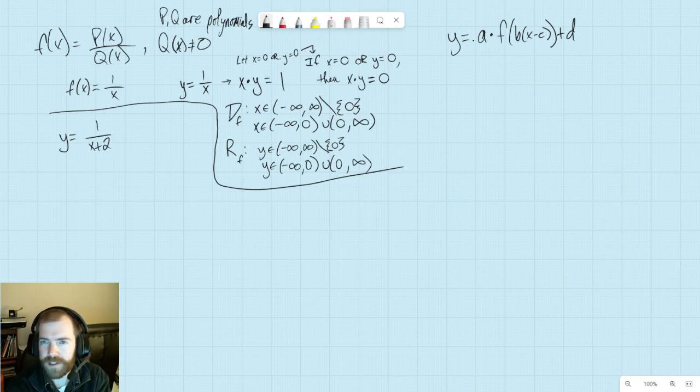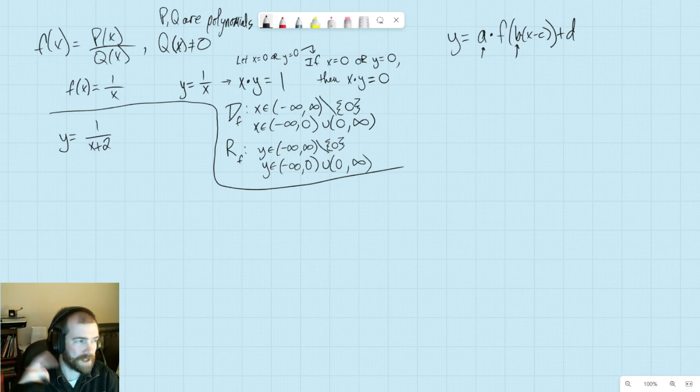Anyway, with this stuff, we say that our a and our b values are going to be multipliers, and these do a vertical stretch and a horizontal compression. And then our c and d values are shifts. C in the opposite direction that's shown, and D in the same direction that's shown. Inside is all horizontal, outside is all vertical.